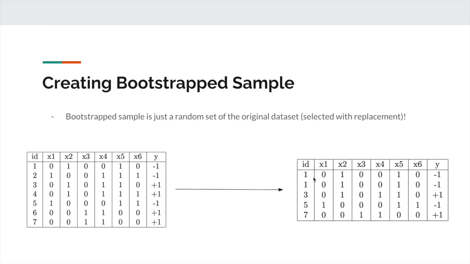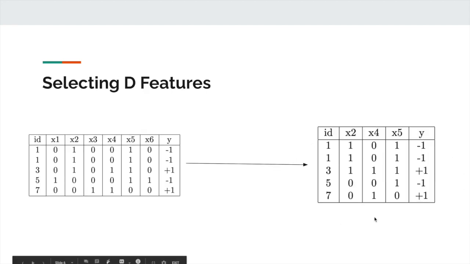And we keep doing this until the total number of entities in our new bootstrap sample is equal to n. And n is 5, right? So now we have our bootstrap sample here. Next, we select D features that we want to pay attention to. So we set D to 3, so we'll just randomly select 3 different features to work with for our decision tree. So here we chose x2, x4, and x5 as our features.